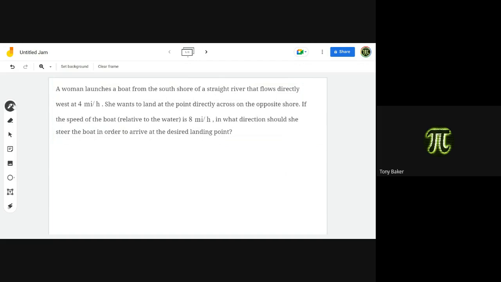Direction of the water. So it's going west. So the current vector, we'll call VC, is going to be what? Negative 4i, because we're going 4 to the west, and that would be in the negative direction. Okay, so that's my negative 4i. That's my current vector.